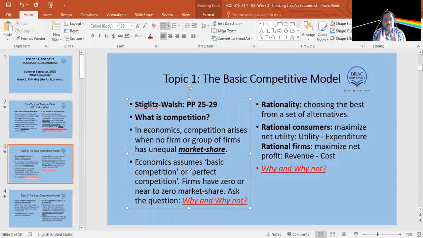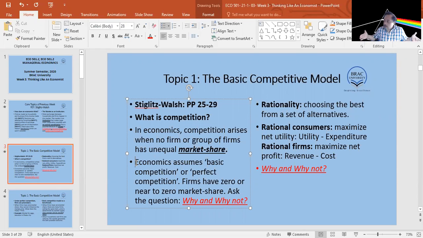Now, if the market share is unequal, then we say the competition is not pure competition, it is a non-competitive market. One of the parties has an advantage over the others. In economics, we assume perfect competition or pure competition. How is perfect competition defined? Perfect competition is defined as a situation where each seller has zero market share.